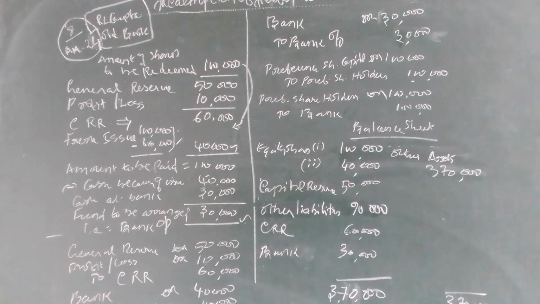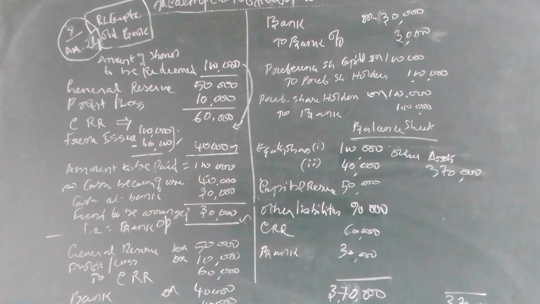Since the amount is a deficit of 30,000, we raise the bank overdraft. So bank account debtor to bank OD. Why? Because when you ask for the bank overdraft, cash comes in, debit what comes in, and bank overdraft is a liability item, so it is credited. Accordingly we pass the entry. Then the usual things: we pass the redemption entry, then the payment to preference shareholders.